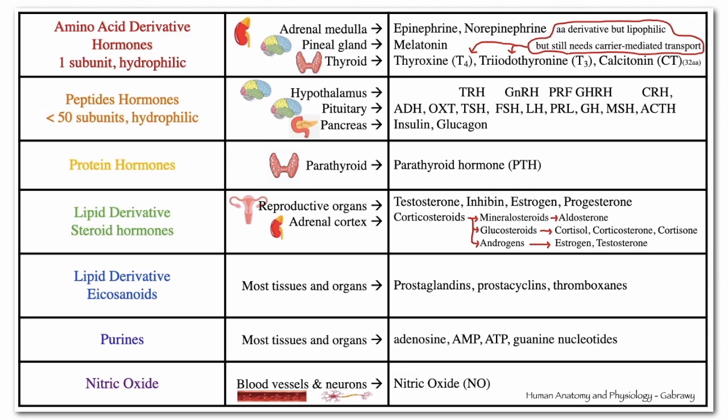Another group are your eicosanoid type lipid derivative steroids like prostaglandins and your thromboxanes and prostacyclins. And you also have your purines like ATP and your nitric oxide as well. Now, these three groups are all hydrophilic, and these two groups are hydrophobic. Why is this important? Because this will determine how it will behave once it reaches its target cell.